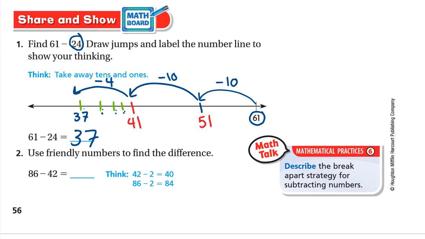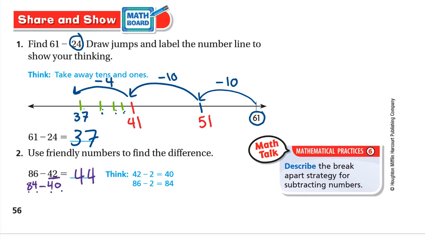Okay, here use friendly numbers to find the difference. 86 minus 42. Okay, so the 42 is really close to 40. Okay, so 42 is between 40 and 50, but it's closer to 40. So the 42, I'll make it 40. It means I subtracted 2 from the 42. I have to subtract 2 also from the other number. So I will subtract 2 from the 86. It will be 84. Now 84 minus 40, it will be 4 minus 0 is 4, and 8 minus 4 is 4.